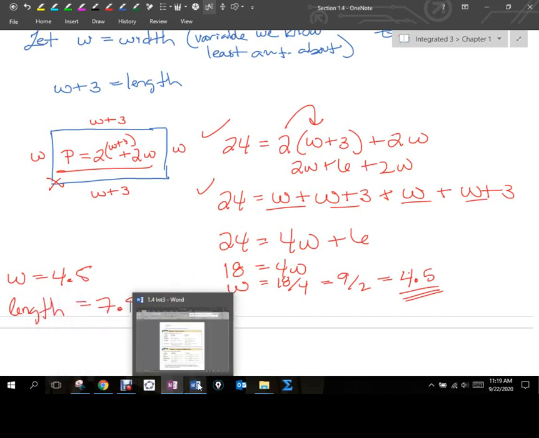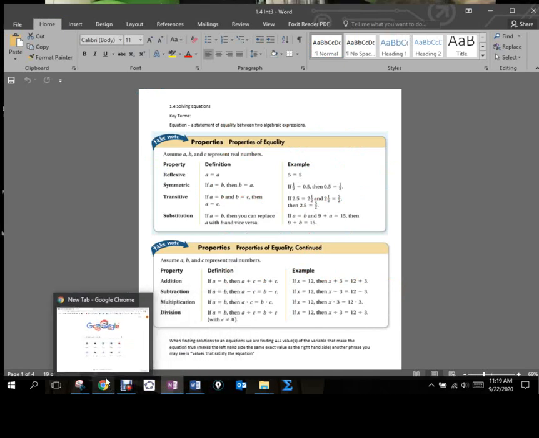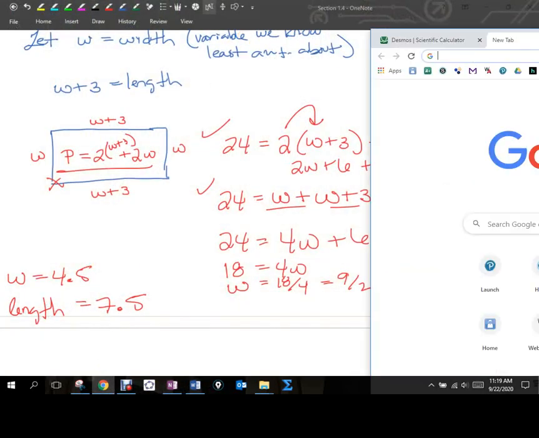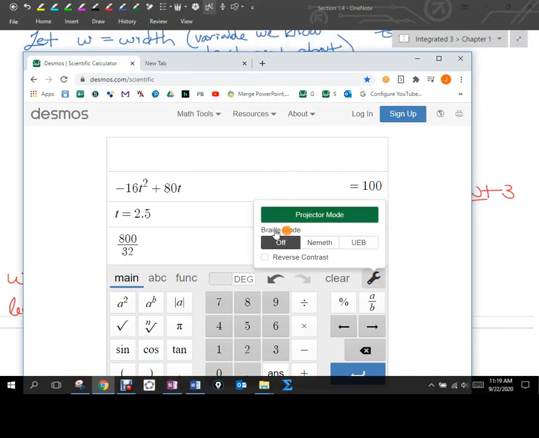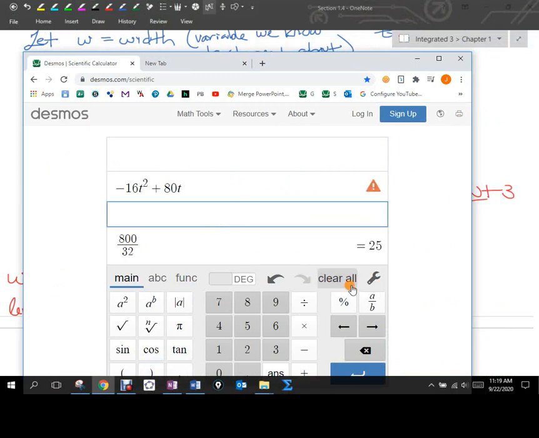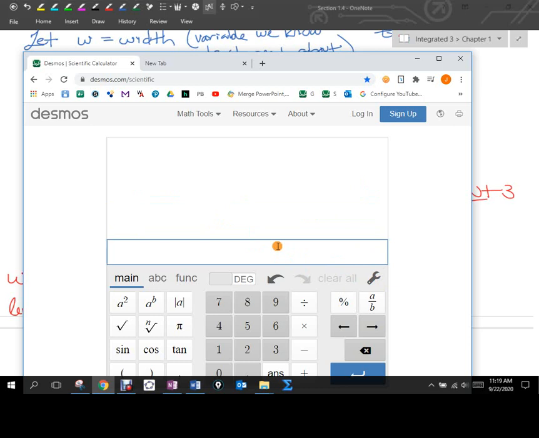Okay, so let's see here. Where's my... Oh, wrong side of the screen. So we were looking at 4.5 times 7.5, which is 33.75. Okay.